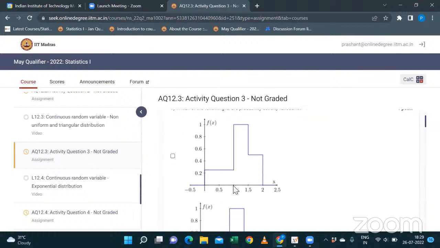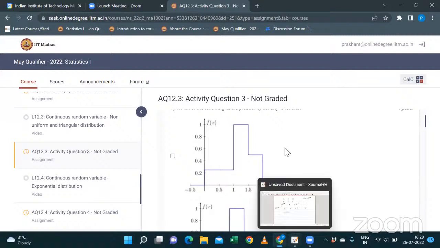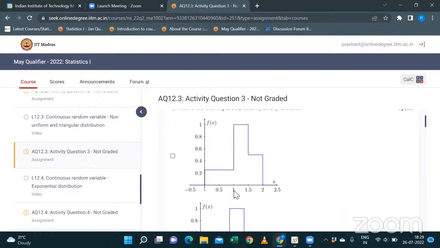If you see the first graph, then at 1 I can draw a line, right? Let me draw this. Can you see my cursor? From here to here, I can make a rectangle. So what will be the area formula? Length into breadth. The breadth is 1 and the height is 0.25.